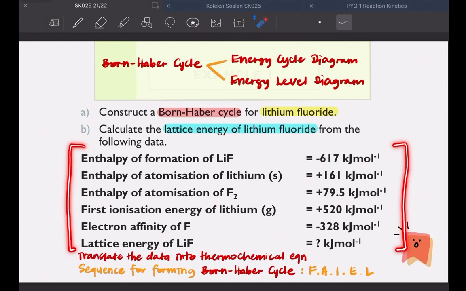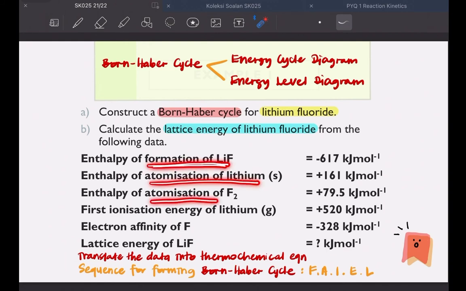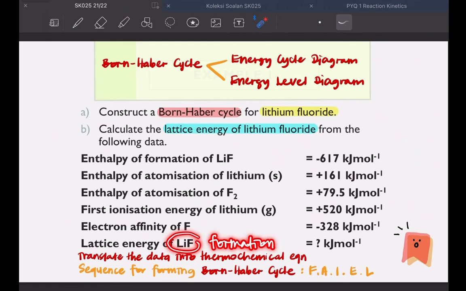You will need to translate the data into thermochemical equations. That's why I told you writing the thermochemical equation correctly is very, very important, okay? So you need to know how to write the chemical equation for the formation of lithium fluoride, atomization of lithium solid, atomization of F2 gas molecule, ionization, electron affinity, and lattice energy. So this lattice energy will be lattice formation, okay? Meaning you are forming your LiF ionic solid.